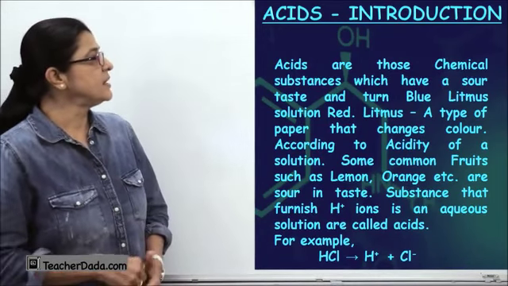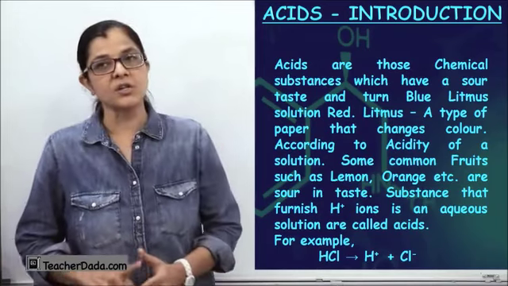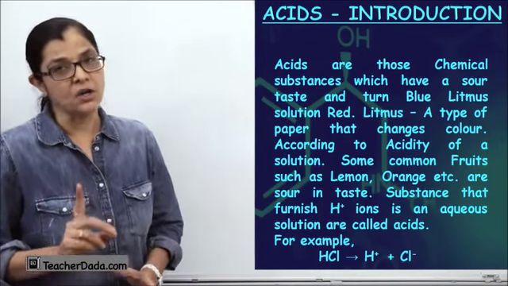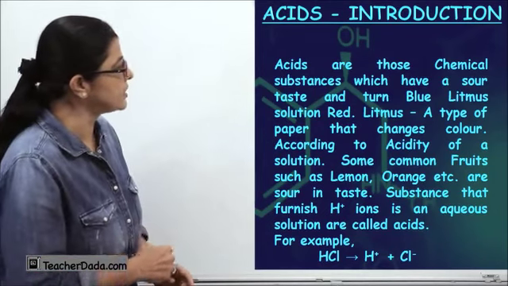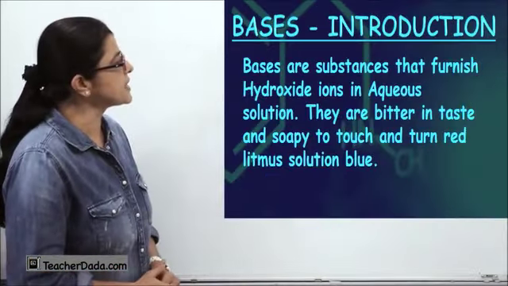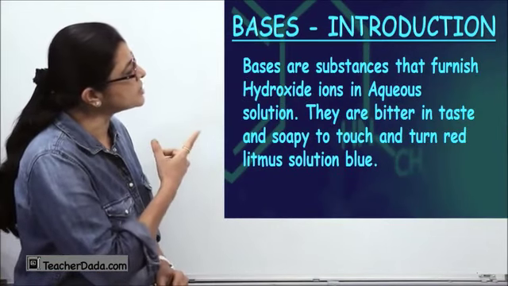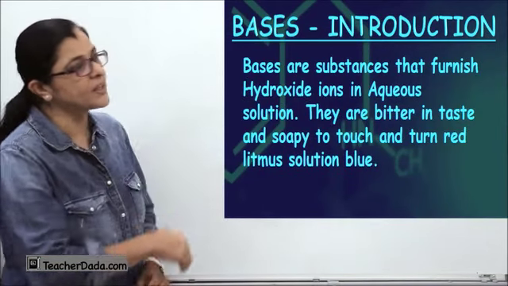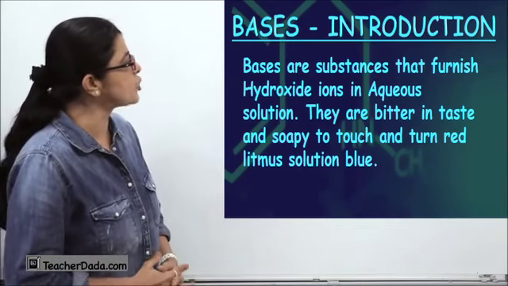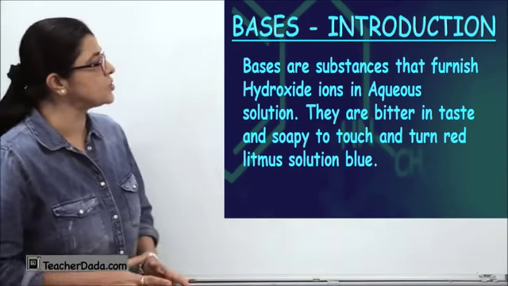You can see that acids furnish hydrogen ions whereas bases furnish hydroxide ions, which I have not written here. The reason is that I will be telling it to you later. Now bases are substances that furnish hydroxide ions. I have written that there, but not with the formula, right? In an aqueous solution, they are bitter in taste and soapy to touch and turn red litmus solution blue.